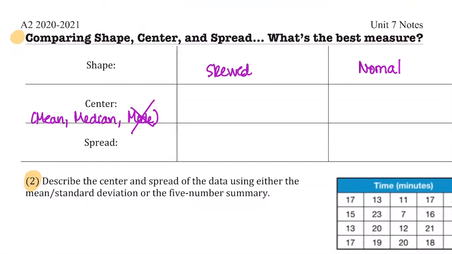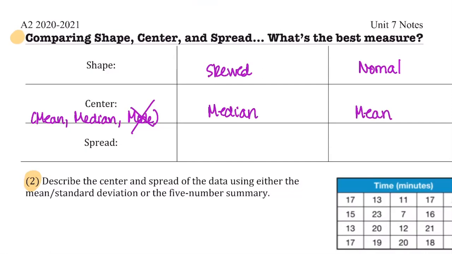And depending on if your graph is skewed or normal, that tells us which one of these is going to be better. So if our graph is skewed, we always choose the median. And if our graph is not skewed, this is where we're going to choose the mean.